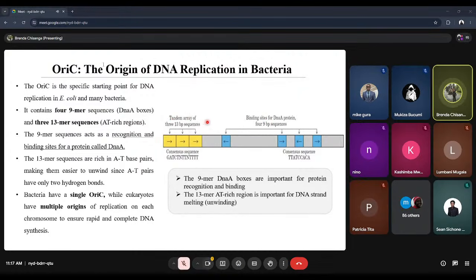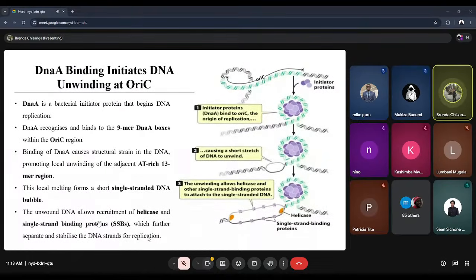And I'll explain in the next slide what DnaA is. It's DnaA. So this is a DnaA box. And this one here is an AT-rich region. So meaning that both of them could serve different functions, and indeed they do. So now, let's move on to find out what these regions do, the 9-mer and the 13-mer.